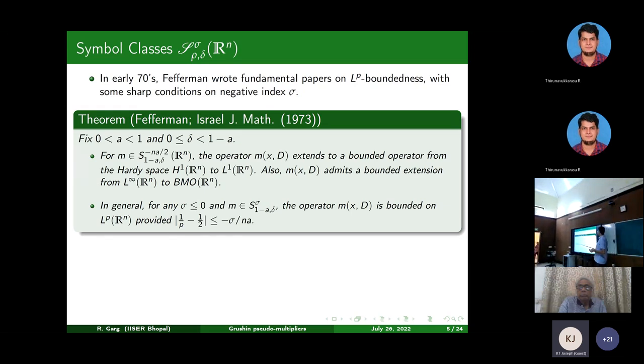So basically, in any such proofs, one studies either H1 L1 or L infinity BMO, one of the two. And the other part comes from duality, because it turns out that if you are working with such smooth symbols, then the dual is also a pseudo-differential operator, having symbol conditions of the same type. So once you prove one of the two endpoints, the other comes by duality, and the in-between part is just the interpolation.